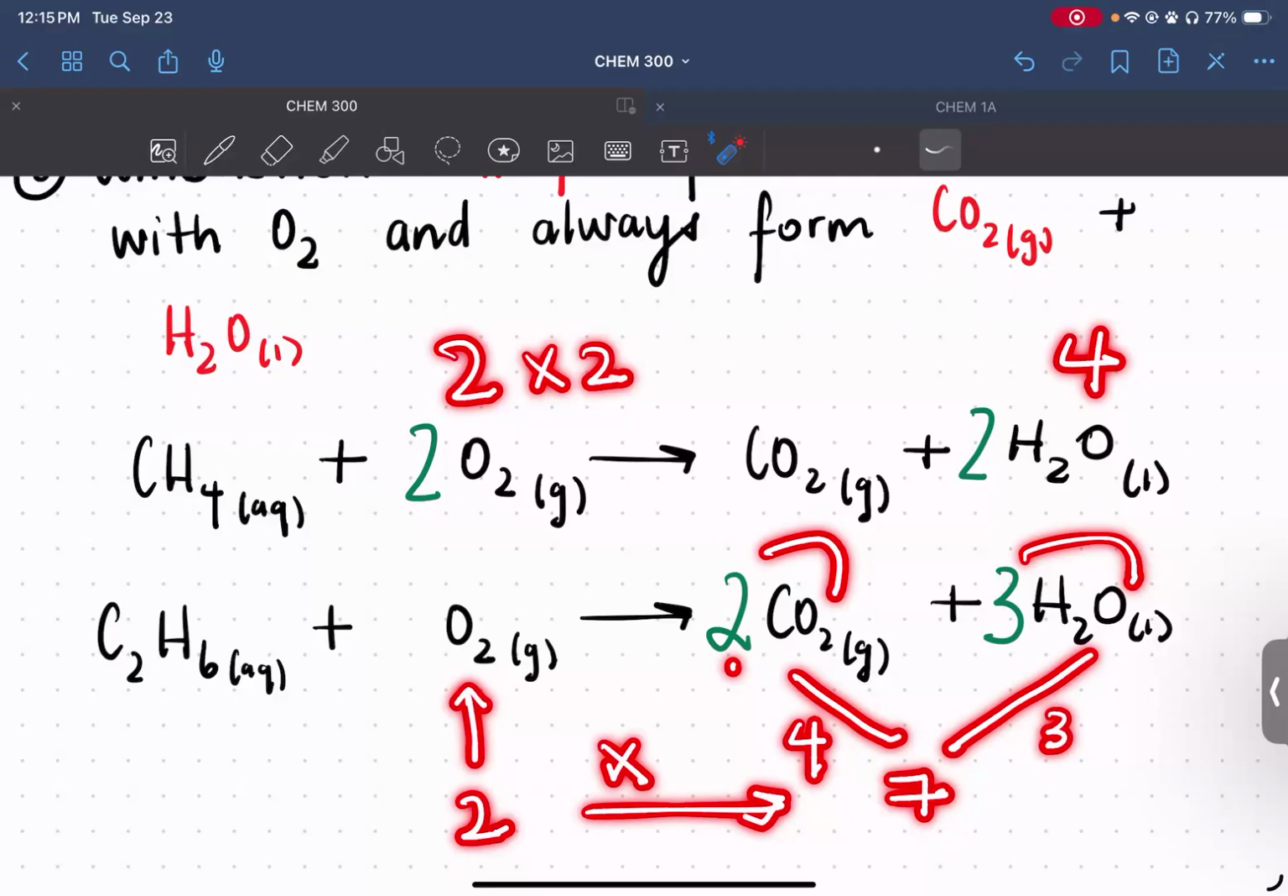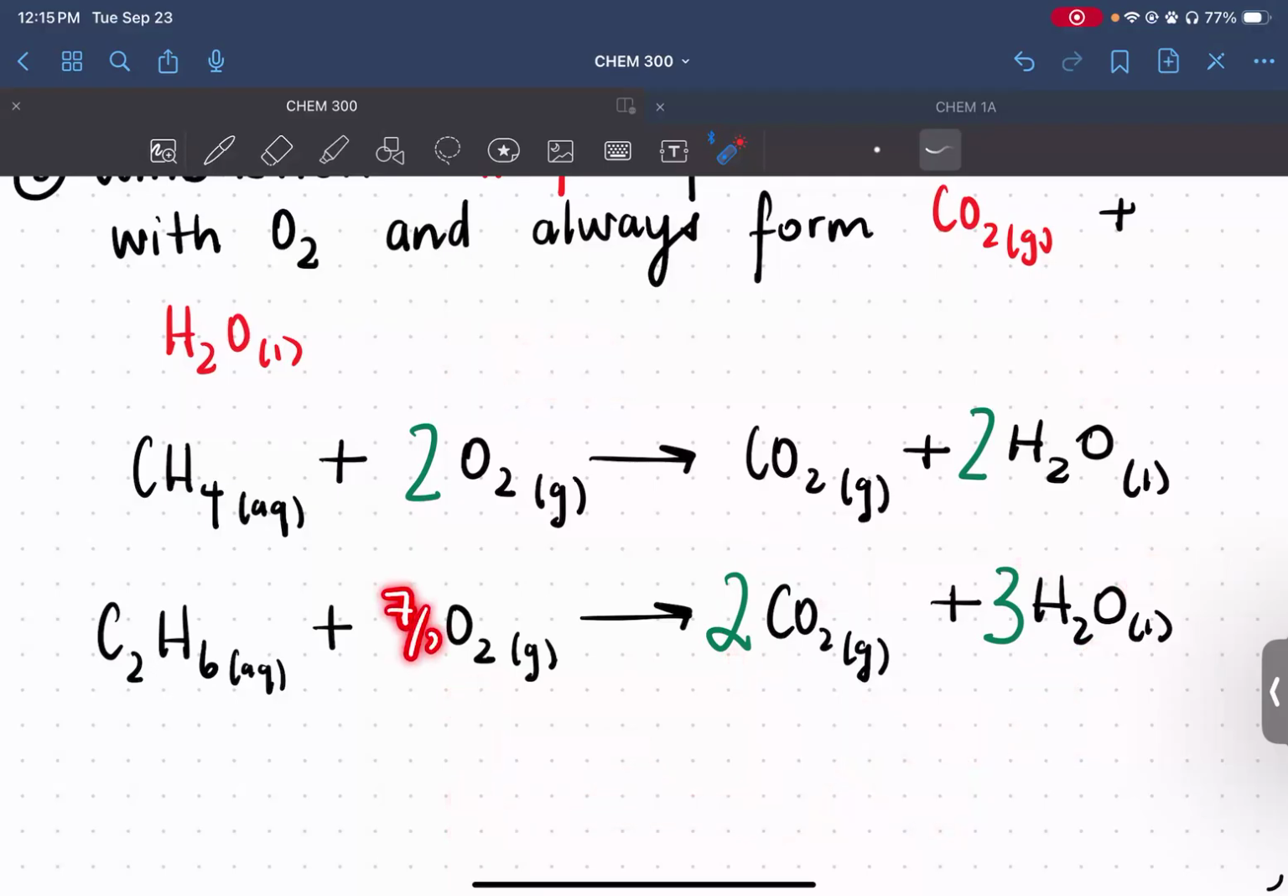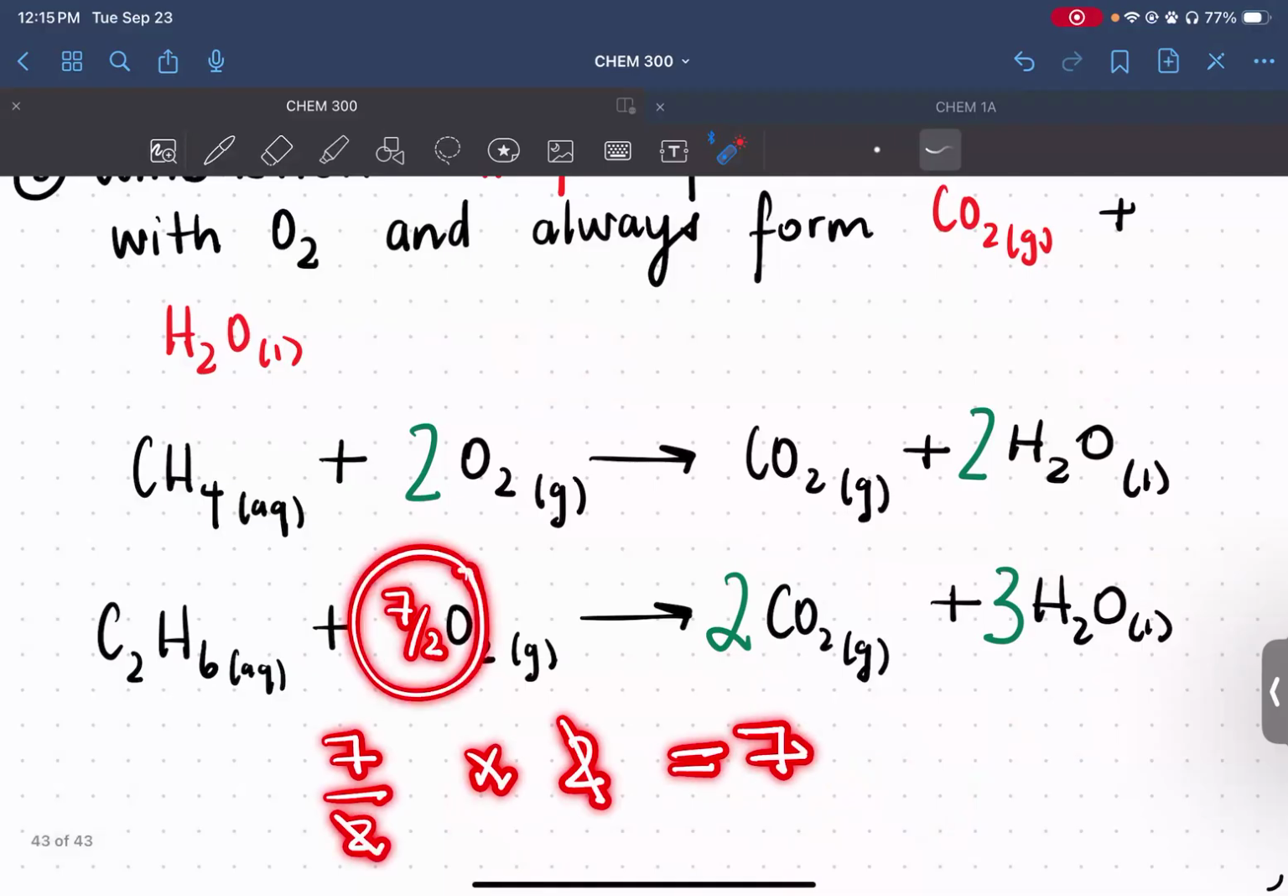So you might think, well, what if we just put a fraction? 7 over 2. Technically speaking, 7 over 2 times 2, the 2's cancel out. We're left with 7. Recognize this is slightly more complicated sounding because of a fraction. Remember what I said at the very beginning about balancing. We prefer whole numbers. So I would prefer if you did not use fractions.